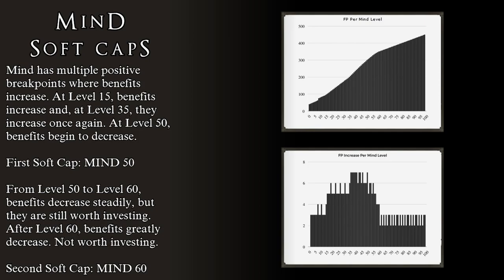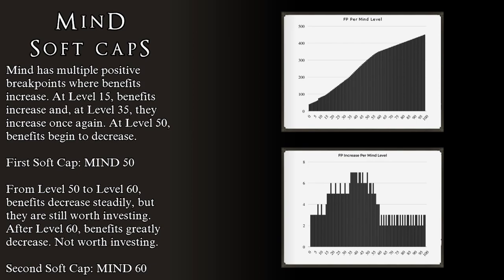That being said, once we go past level 60 mind, the increase in FP is no longer worth it. Diminishing returns are far too aggressive, and it is a better idea to put the points somewhere else. This makes 60 mind the second and final soft cap of the skill.